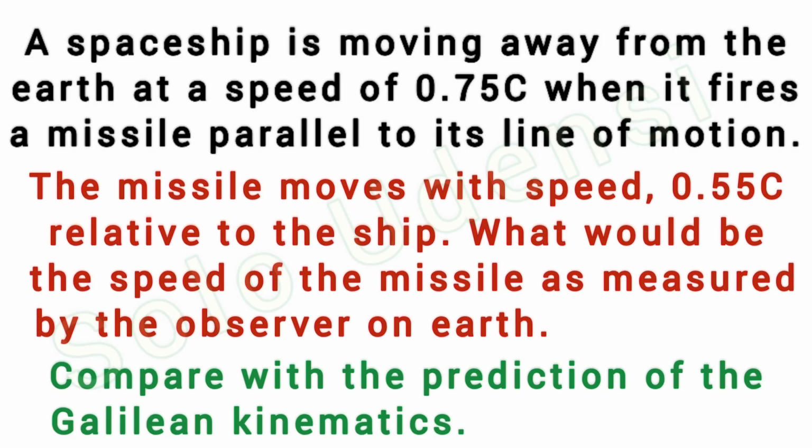A spaceship is moving away from the Earth at a speed of 0.75 c when it fires a missile parallel to its line of motion. The missile moves with speed 0.55 c relative to the ship. What will be the speed of the missile as measured by the observer on Earth? Compare with the predictions of Galilean kinematics.